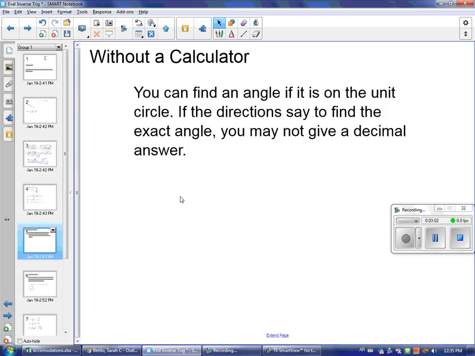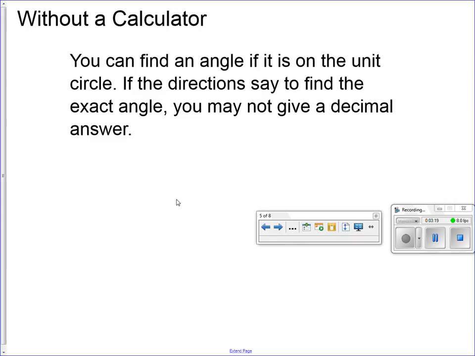So what if you don't have a calculator? You can find the inverse tangent or inverse trig ratio of any angle if it's on the unit circle. And if you're asked to give an exact answer, that means no decimals. So like radical 3 over 2, you're not going to give that as a decimal.